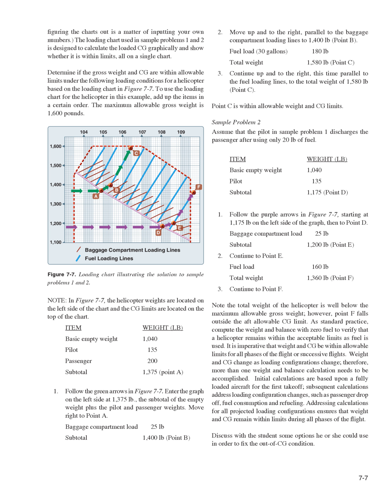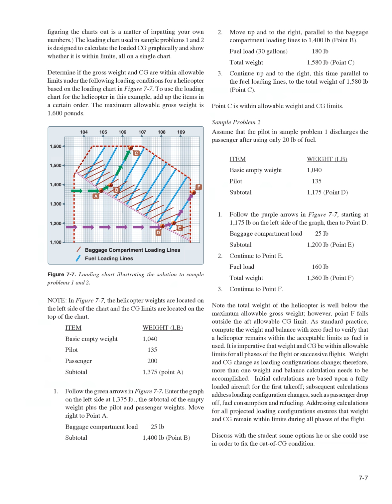As standard practice, compute the weight and balance with zero fuel to verify that a helicopter remains within the acceptable limits as fuel is used. It is imperative that weight and CG be within allowable limits for all phases of the flight or successive flights. Weight and CG change as loading configurations change, therefore more than one weight and balance calculation needs to be accomplished. Initial calculations are based upon a fully loaded aircraft for the first takeoff. Subsequent calculations address loading configuration changes, such as passenger drop-off, fuel consumption and refueling. Addressing calculations for all projected loading configurations ensures that weight and CG remain within limits during all phases of the flight. Discuss with the student some options he or she could use in order to fix the out of CG condition.